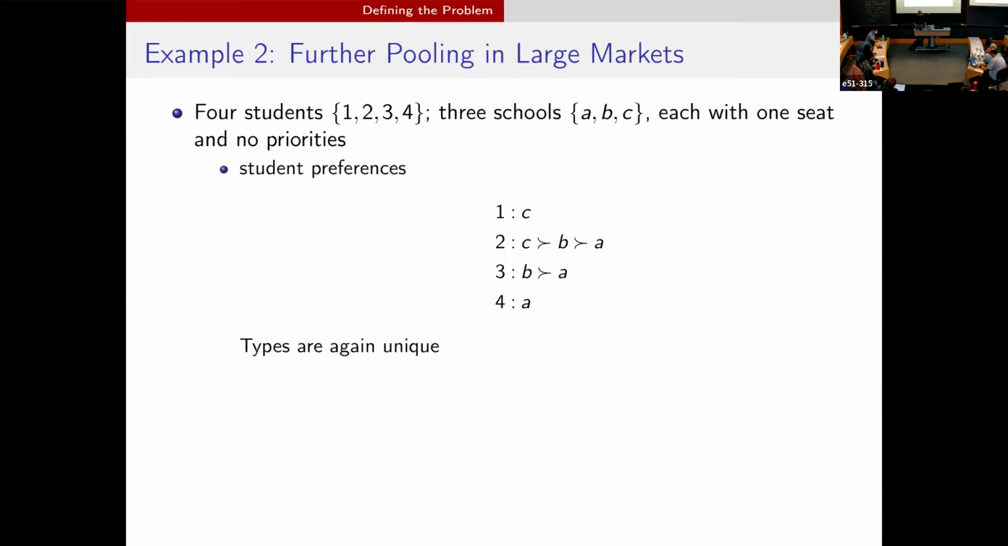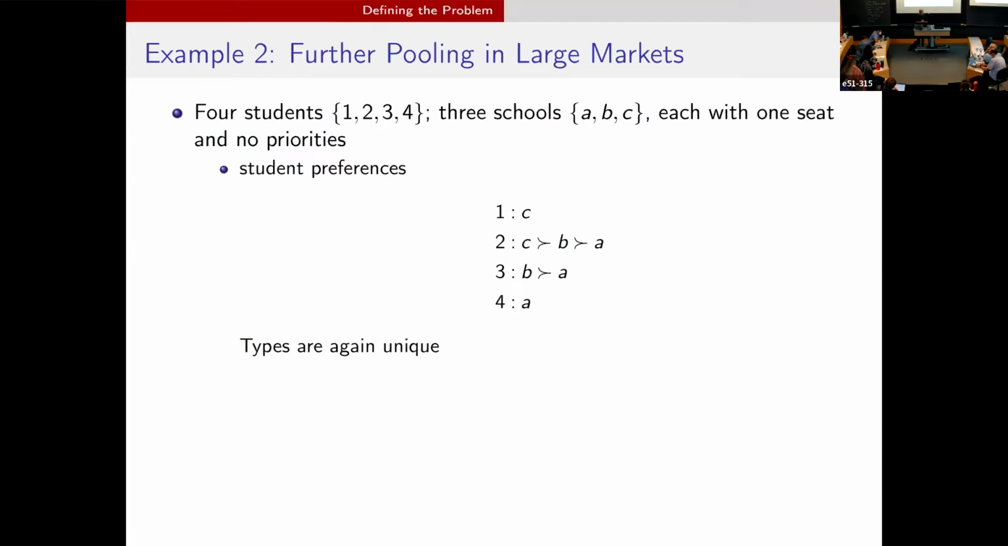Okay, now let's take a look at another example. Okay, so here's an example that's even a little bit simpler than our first example, but it illustrates a second point. Okay, so in this example, we have 4 students, 1, 2, 3, and 4, and 3 schools. Okay, and each has 1 seat and no priorities. The preferences of the students are all different. And now I said, let's take a look at where there's conflict. So students 1 and 2 both want school C, but student 3 wants B and student 4 wants A. Okay, so there's conflict over C.